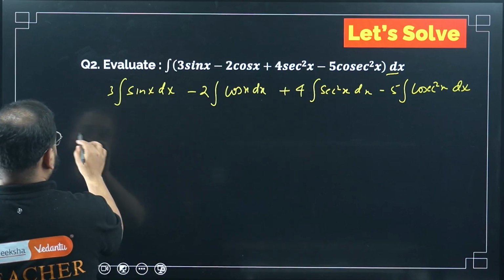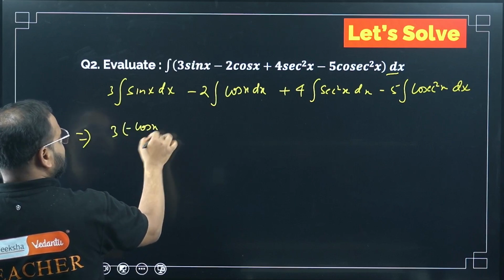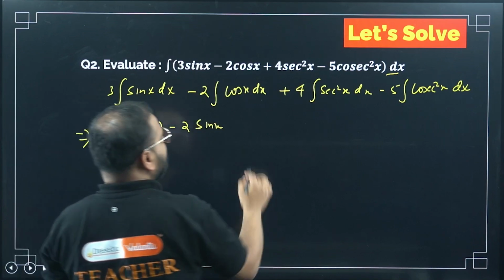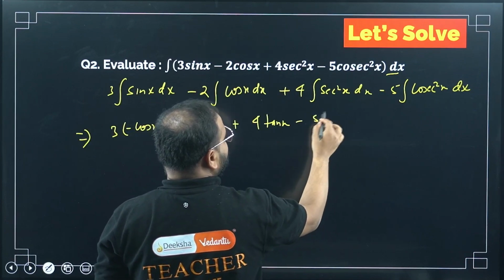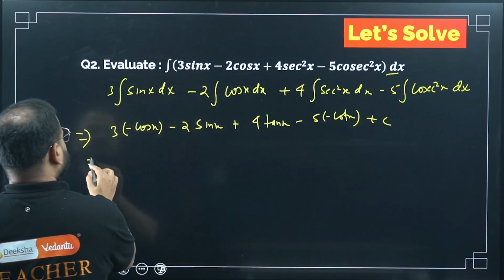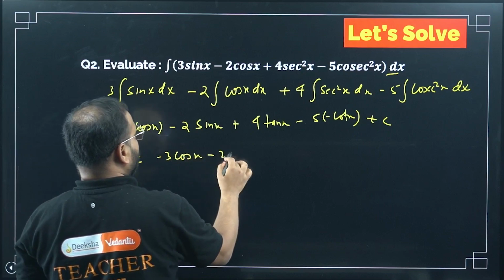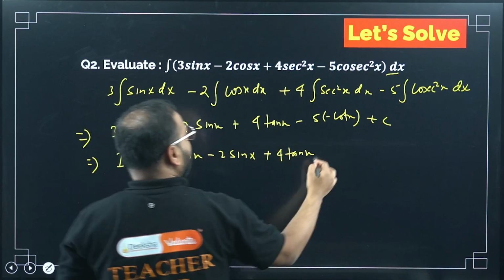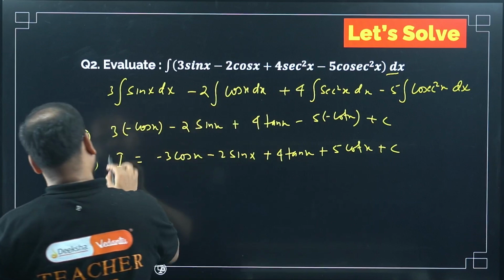Let's simplify this. This will be 3 times minus cos x. This will be minus 2 sin x. This will be plus 4 tan x. And that will be minus 5 times minus cot x, plus c. Let's arrange this with the signs. It will be minus 3 cos x minus 2 sin x plus 4 tan x plus 5 cot x plus c. My final answer.